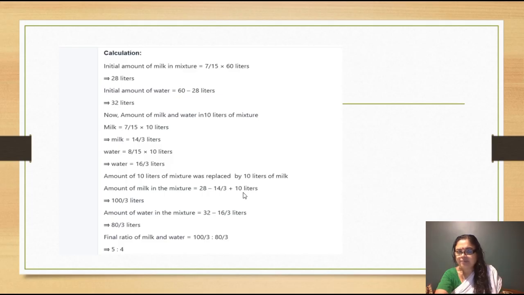We are replacing by 10 liters of milk. So 100 by 3 liters. And the amount of water in the mixture will be 32 minus 16 by 3, which is 80 by 3 liters. So the final ratio of milk and water will be 100 by 3 is to 80 by 3, which is equal to 5 is to 4. So that is a mixture ratio, and from that some amount of milk is removed. So we have to find out the amount of milk and water ratio.